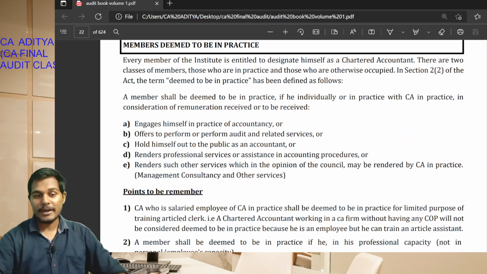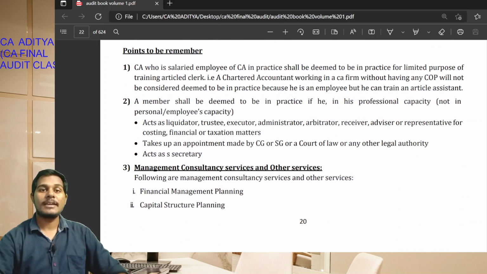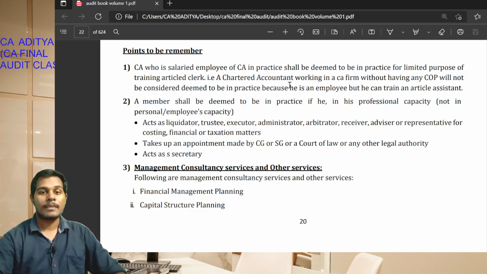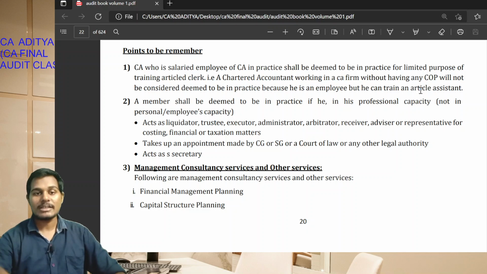Points to be remembered for a member deemed to be in practice. A CA who is a salaried employee of a CA in practice shall be deemed to be in practice for the purpose of training the article clerks. He shall not hold a certificate of practice, but on being given training to article clerks, he will be deemed to be in practice.